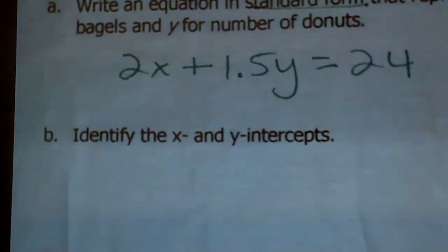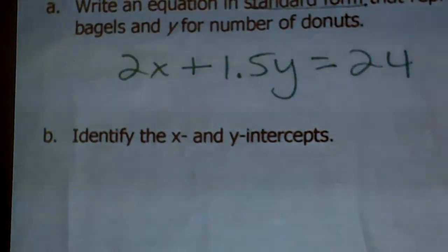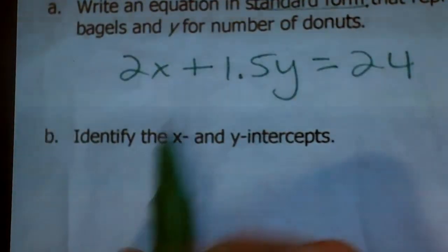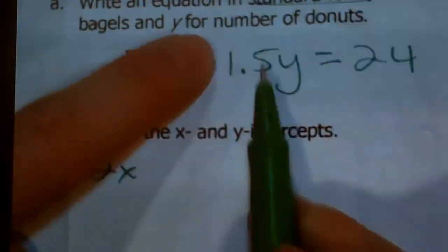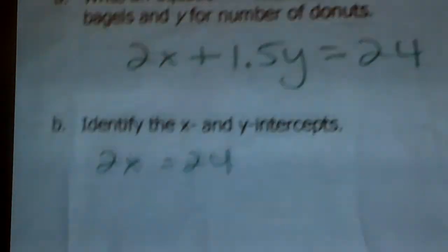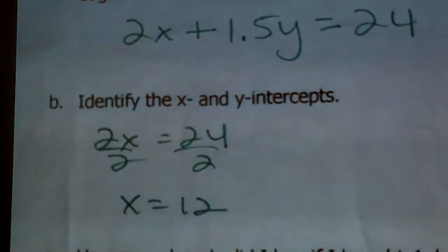Now I ask you to identify the x and y intercepts, which usually happens when you have something in standard form, because the x and y intercepts are really easy to find. To find the x-intercept, plug in 0 for the y. So 2x plus 0 equals 24, or 2x equals 24. Divide by 2. My x-intercept is 12.